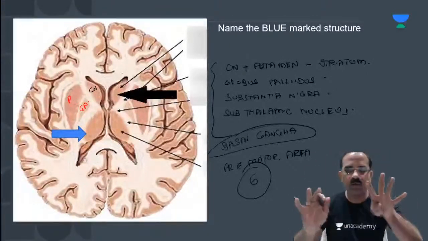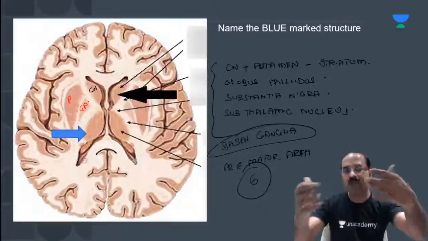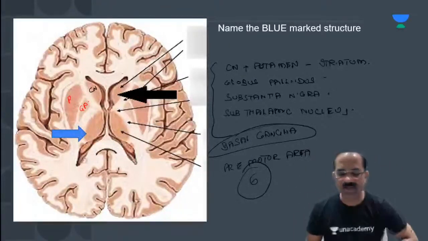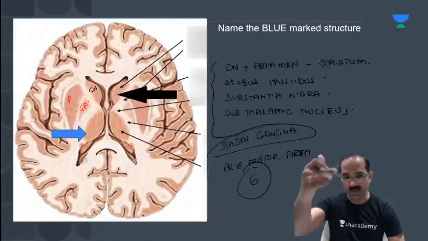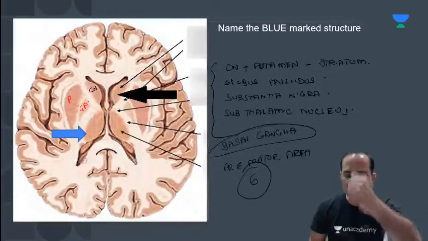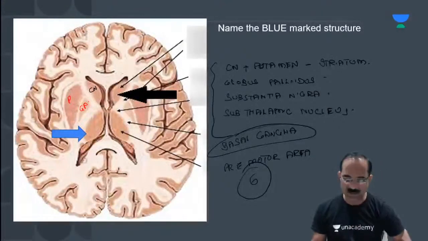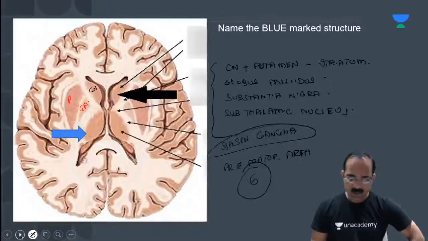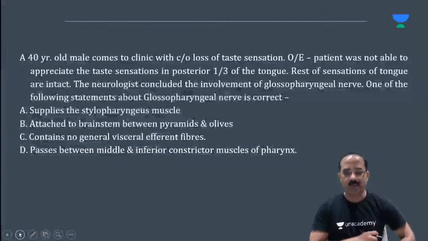Area number 4 is only initiating the movement. The area number 6 actually carries out the movement, and this is controlled by basal ganglia. That is responsible for execution of movements. Premotor areas, area number 6. I hope this is clear to all of you. Very good. Chalo bachon, we go to the next MCQ.